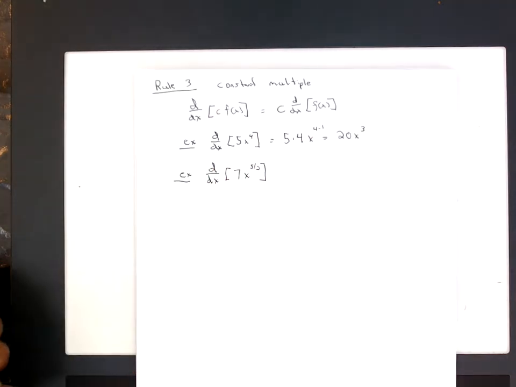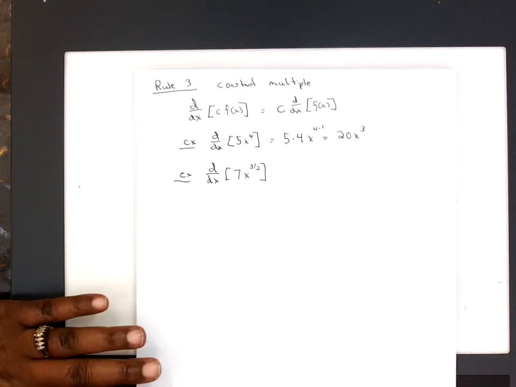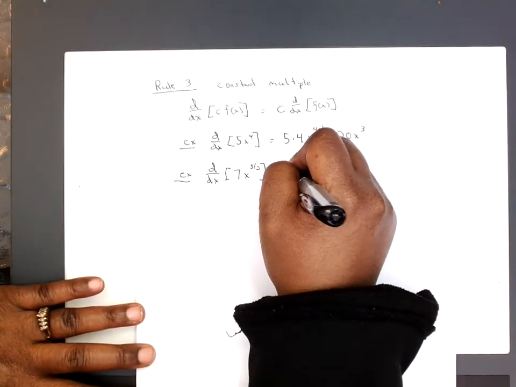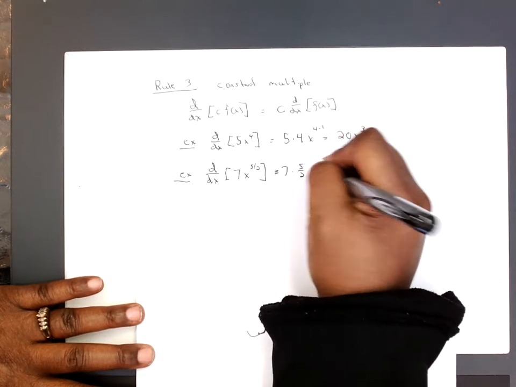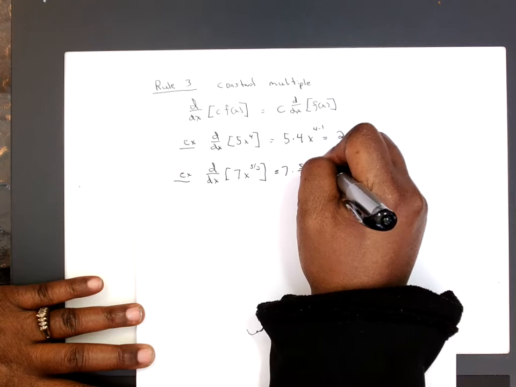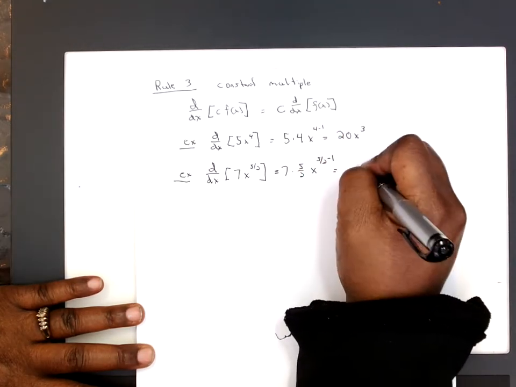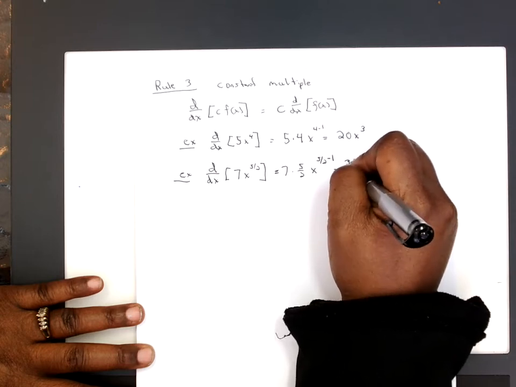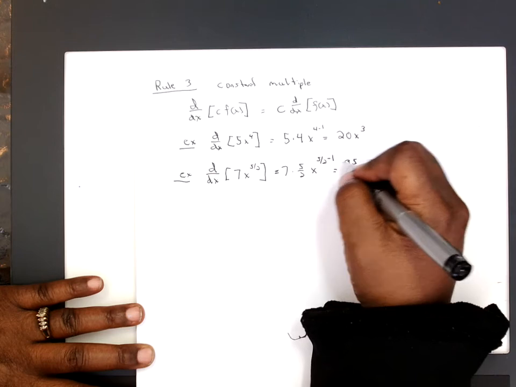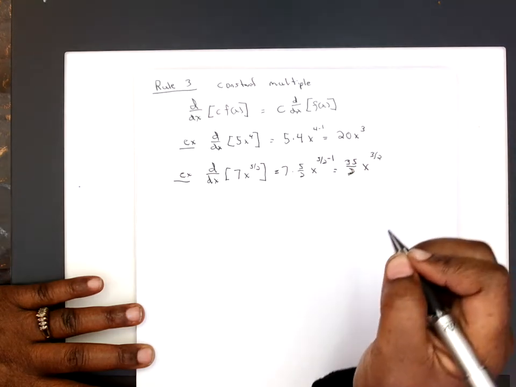My next derivative, d dx of 7x to the 5/2. Again, that 7 is just there, so I can leave it, multiply the 5/2, and then I have to subtract 1 from the exponent. So I end up with, out front, 35/2, and then x to the 5/2 minus 2/2. So that's x to the 3/2 power.